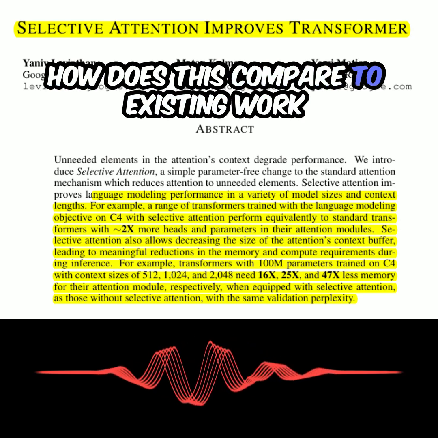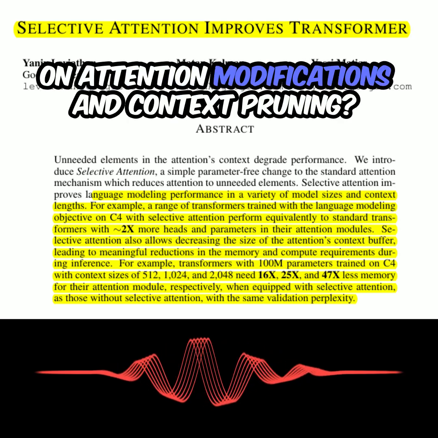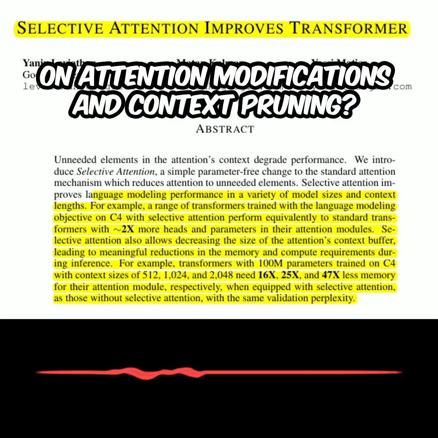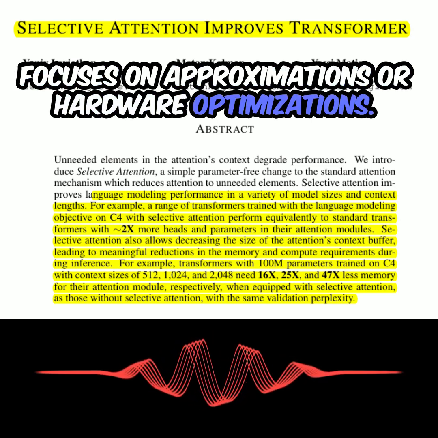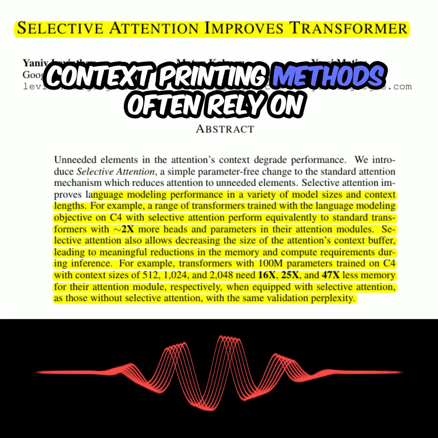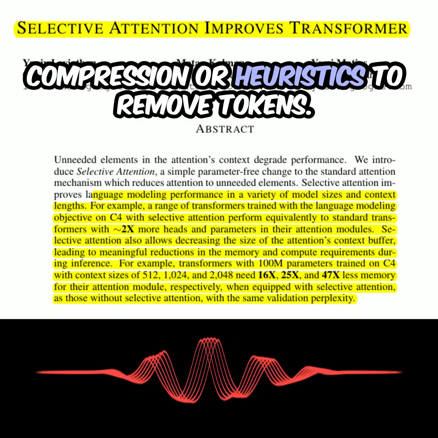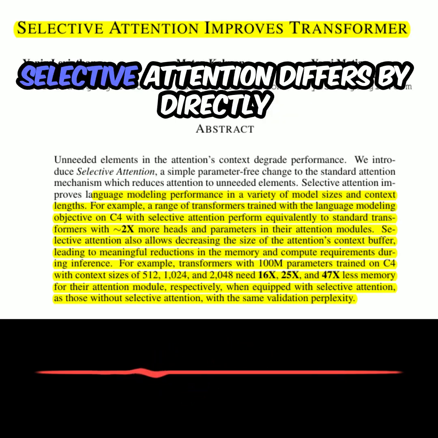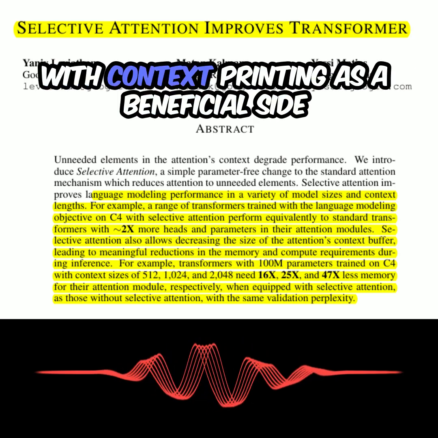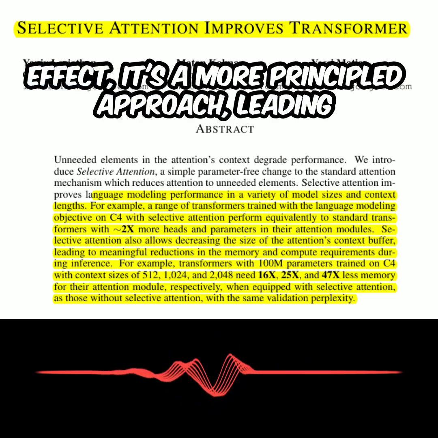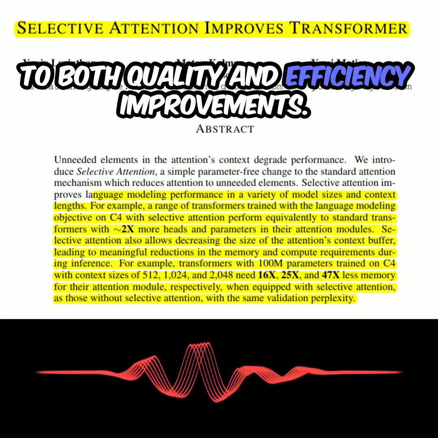How does this compare to existing work on attention modifications and context pruning? Most existing work on efficient attention focuses on approximations or hardware optimizations. Context pruning methods often rely on compression or heuristics to remove tokens. Selective attention differs by directly improving the quality of attention, with context pruning as a beneficial side effect. It's a more principled approach, leading to both quality and efficiency improvements.